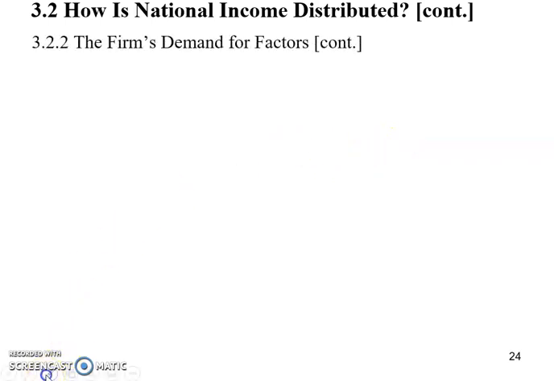Now let's continue talking about firms' demand for factors. In the previous videos, we already discussed firms' demand for labor. But at least in the neoclassical model introduced and discussed in this chapter, we will have capital and labor, the two factors, and sometimes we would even talk about technology. So here, let's briefly discuss the firm's demand for capital.